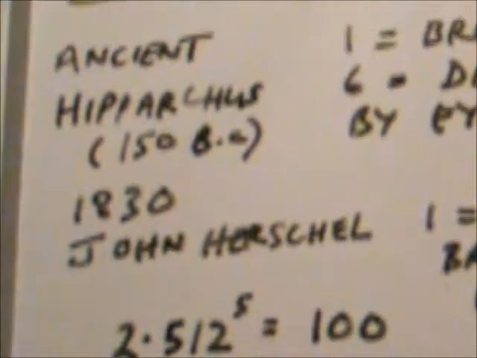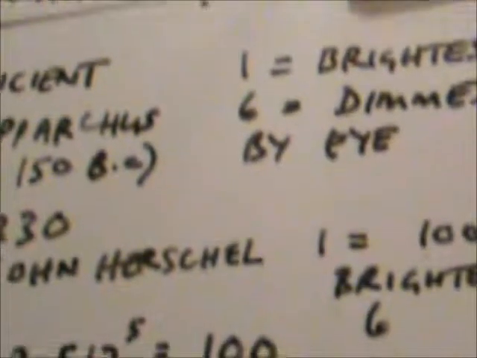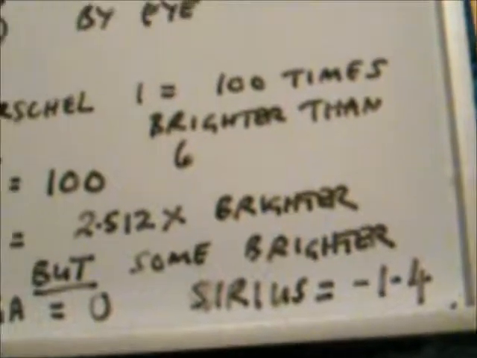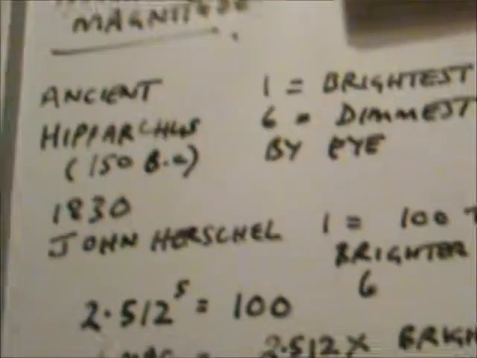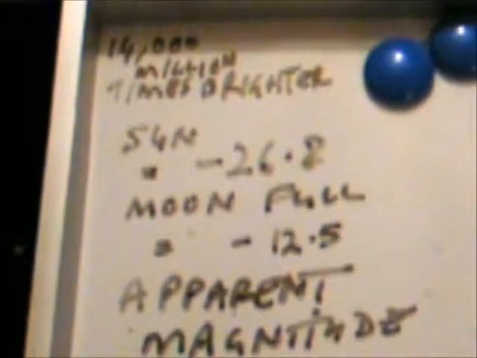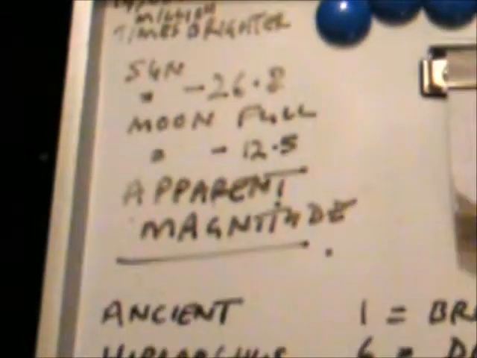But the problem was, as Herschel found, there were stars in the sky that were brighter than magnitude 1 using the ancient system. For instance, you've got the star Vega, which has 0, and there's even one called Sirius, which is the brightest star we can observe in the northern hemisphere, has a magnitude of -1.4. And if you look at other objects in the sky besides stars, you'll find that the sun, as observed from the Earth, is 14,000 million times brighter than Sirius and weighs in at -26.8 on the apparent magnitude scale. When the moon is full, it's -12.5 apparent magnitude.